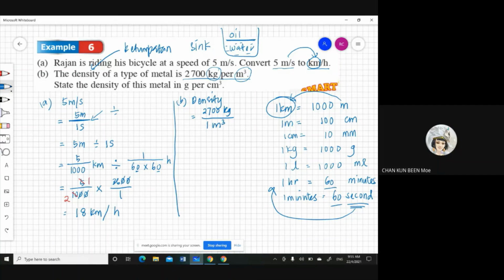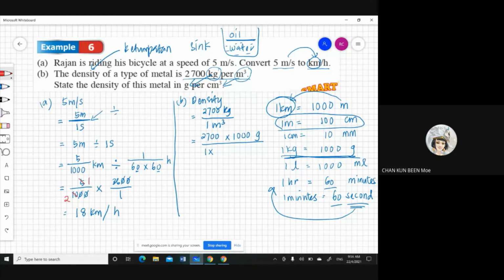Now I need to convert the kilogram to gram. Easy, right? Because 1 kilogram is equal to 1,000 gram. You know that already. And also convert the meter cube to centimeter cube. I will show it to you. First, we convert the kilogram to gram, so it will be 2,700 multiplied by 1,000. This one is in gram already. Now over the 1 meter cube, so I have to multiply how much? 1 meter is equal to 100 centimeter.